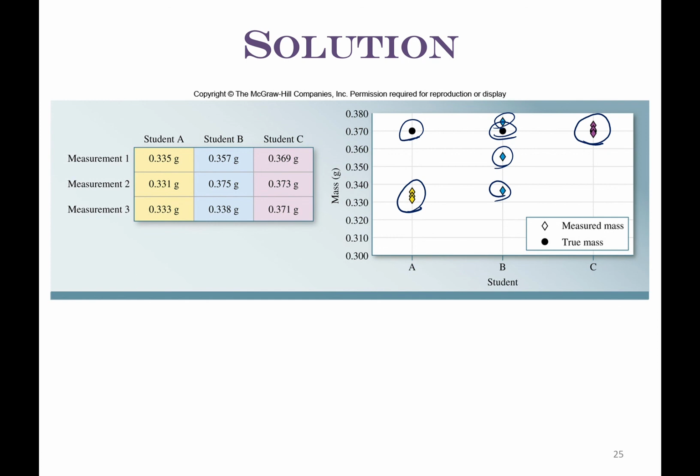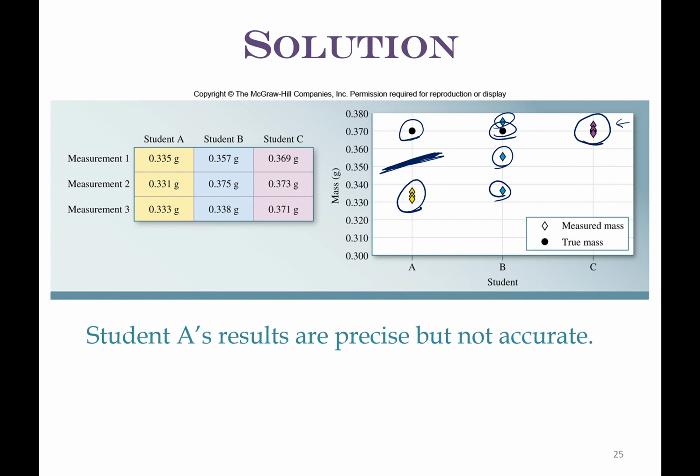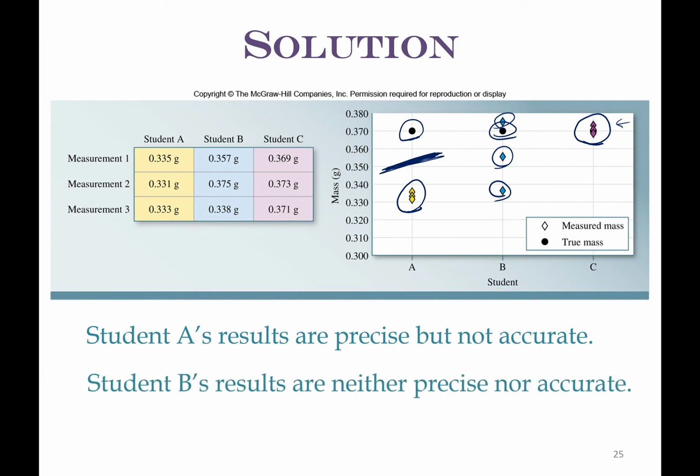Looking at these, it's very obvious that this one is going to be both accurate and precise. This one, they're definitely not precise, but they could be considered accurate. And this one over here, this is so much different. They have all their values down here. They're precise, but not accurate. So A would be precise, but not accurate. B would be neither, and C would be both.